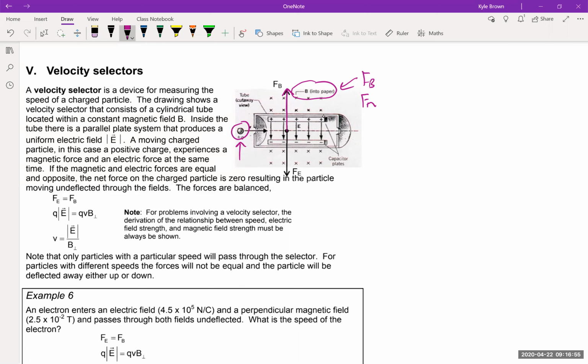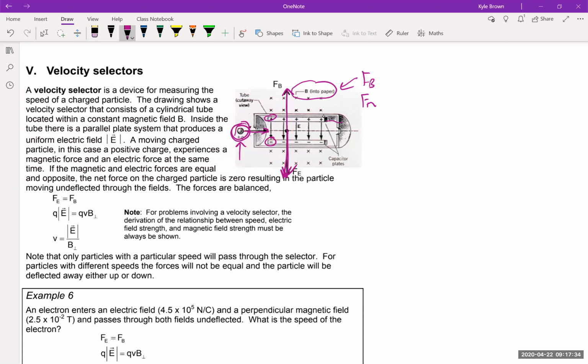Then if I ignore the magnetic field and just focus on the plates, if we think back to last unit, these are electrically charged plates, a positively charged plate and a negatively charged plate. When this particle comes in, it's positively charged, so it's going to be attracted to the negatively charged plate and repelled from the positively charged plate. So it's going to be pushing downward. The magnetic force is pushing upward and the electric force is pushing downward.